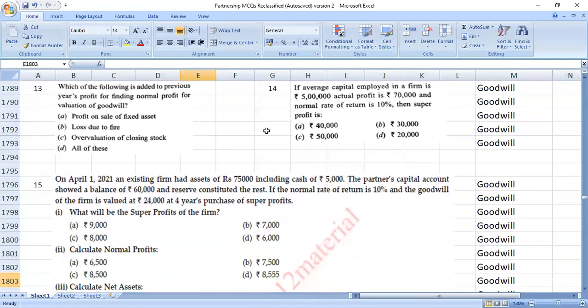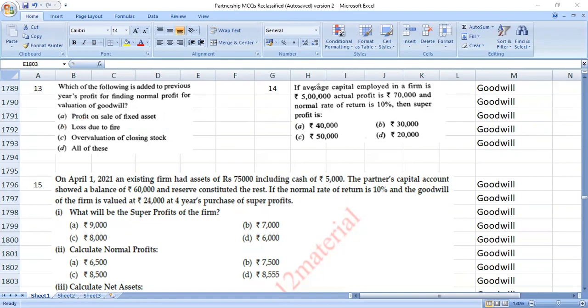13. Which of the following is added to previous year's profit for finding normal profit? Loss due to fire is an abnormal loss, so abnormal loss is what is added to profit.